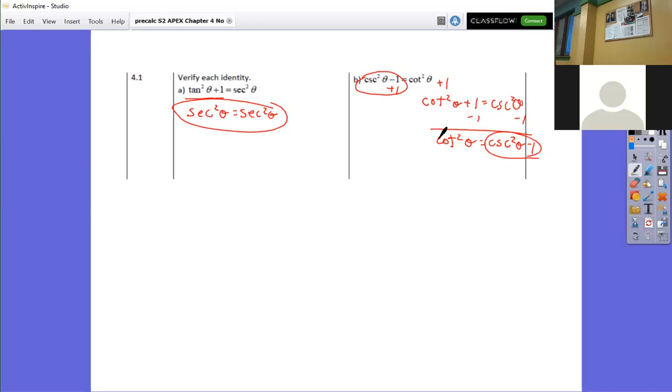Like I said, there's multiple ways to do this. Find the easiest way for you and do it. I always look for the more difficult side and just work that one side. Because once you start moving stuff from side to side, then it starts getting hairy, especially as we move on to some of these more difficult ones.